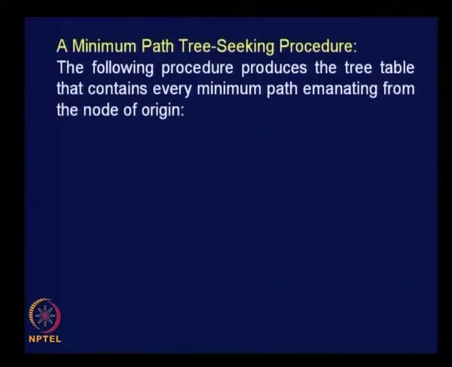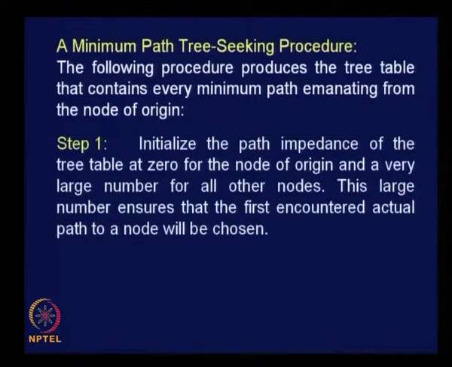The minimum path tree seeking procedure is as follows. The tree table that contains every minimum path emanating from the node of origin is what we call the minimum path tree seeking table, and step 1 is as follows. Initialize the path impedance of the tree table at 0 for the node of origin and a very large number for all other nodes.